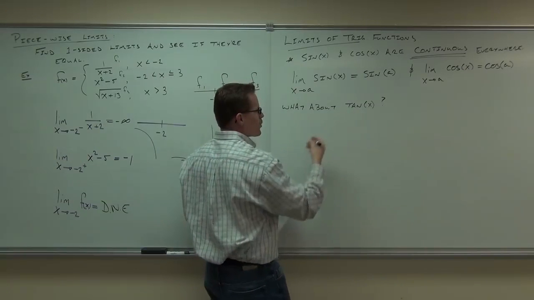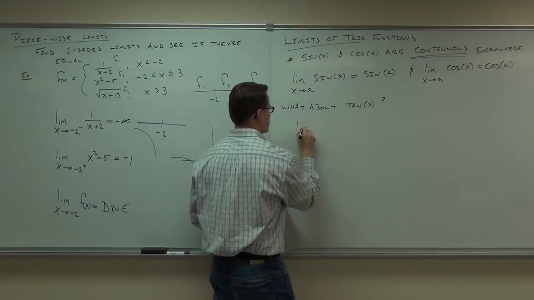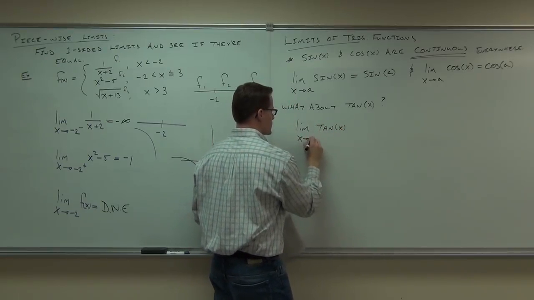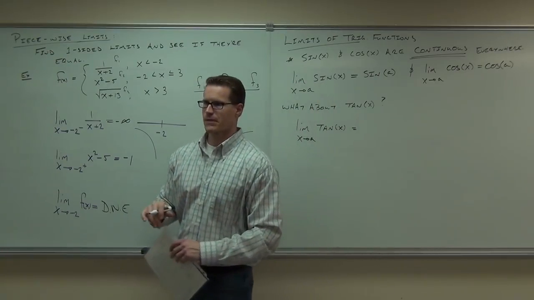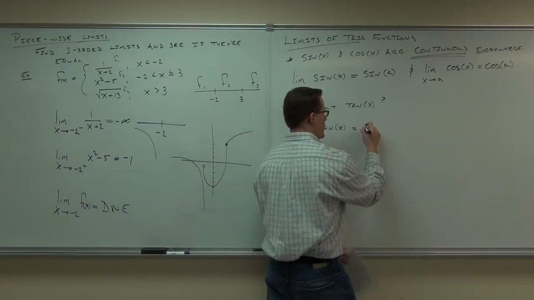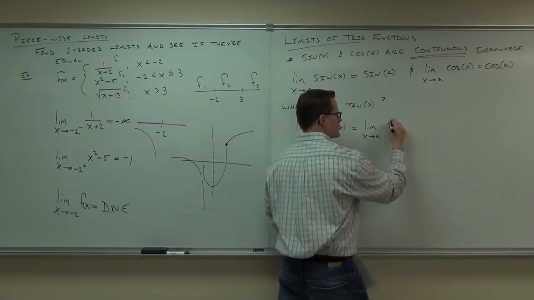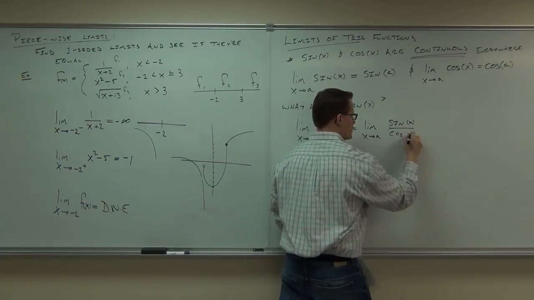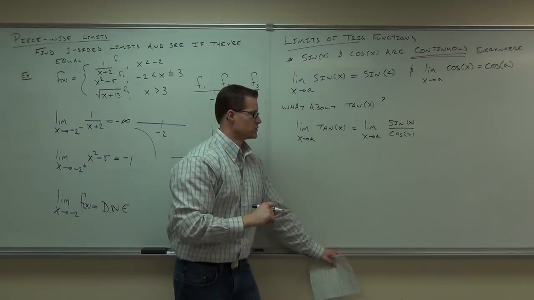Okay, so we got to do a little bit more work. Since it's not continuous everywhere, we're going to have to break this down a little bit. So the limit of tan x as x approaches a. Let's figure this out. Tell me what is tangent. Use an identity. Sure. So we know for a fact that the limit of tangent is the same thing as the limit of sine over cosine. True? Very true.